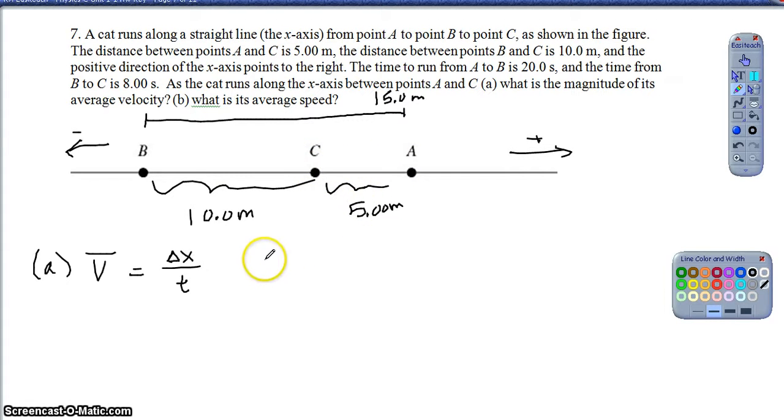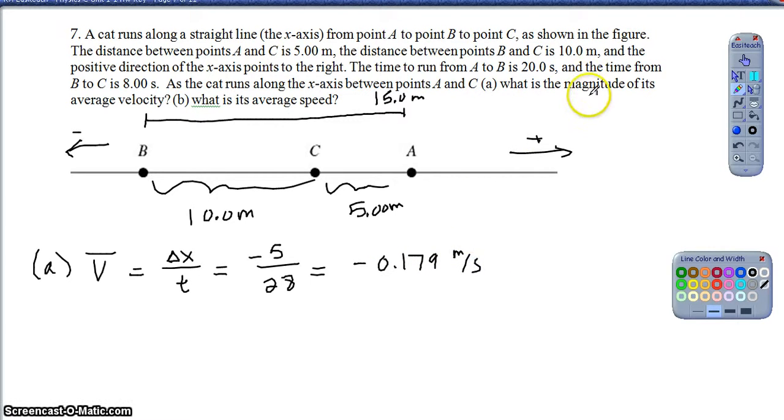And in this case, it's actually going to be a negative 5 meters to the left, since they've defined this as the negative direction. So it'd be negative 5 meters over the total time that it took for that to happen. So 20 seconds from A to B, and then an additional 8 here from B to C. So a total time of 28 seconds. Okay, so this would actually be a negative 0.179 meters per second velocity.